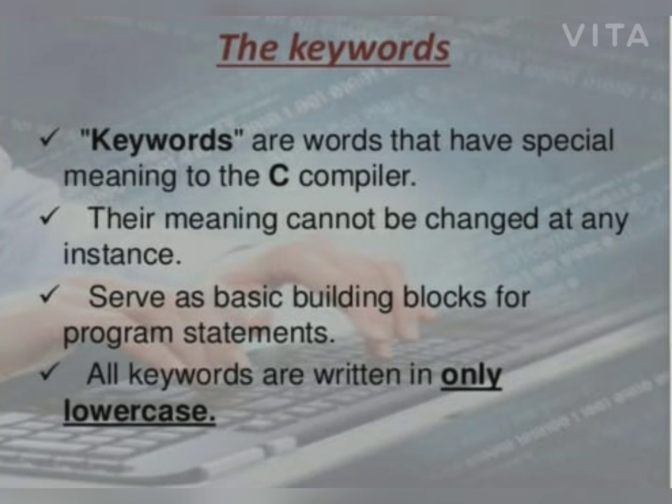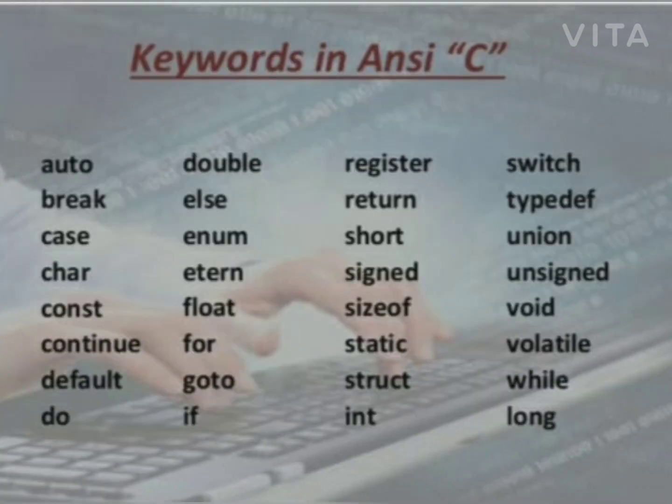The keywords. Keywords are words that have special meaning to the C compiler. Their meaning cannot be changed at any instant. Serving as basic building blocks for programming statements, all keywords are written only in lowercase. There are a total of 32 keywords in C. All keywords are assigned some predefined meaning, that is, they have a fixed meaning. These are also called reserved words, which are nothing but the commands used in C language.